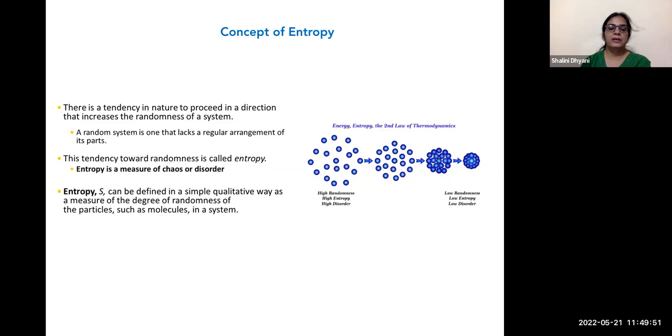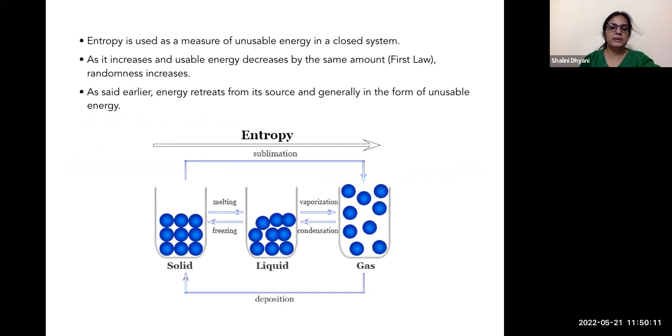Entropy can be represented by capital S in italics, and it can be defined in a simple qualitative way as a measure of the degree of randomness of a particle, such as a molecule in a system. Entropy is also used as a measure of unusable energy in a closed system. This is also very clear: whenever we burn coal and release greenhouse gases as emissions, these are energies that were not used in a constructive or positive workflow.